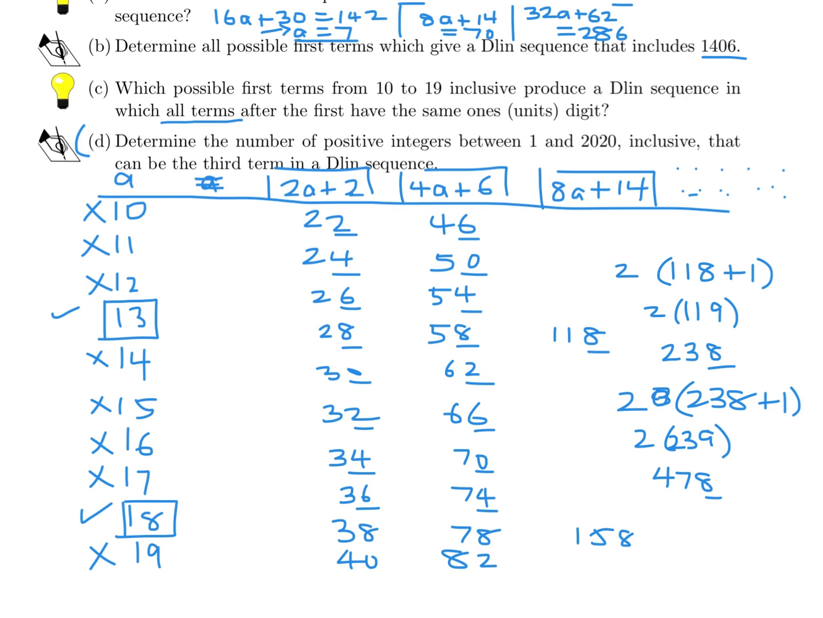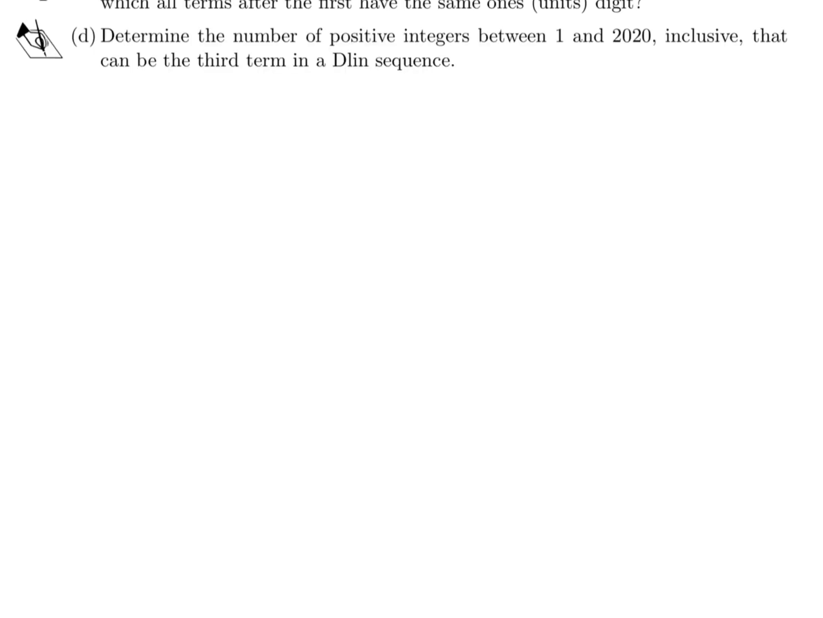And finally, part D, determine the number of positive integers between 1 and 2020 inclusive that can be the third term of a Dylan sequence. Okay, so what is the third term? Third term is this guy, right? 4a plus 6. Okay. So we got 4a plus 6 as our term in terms of a.